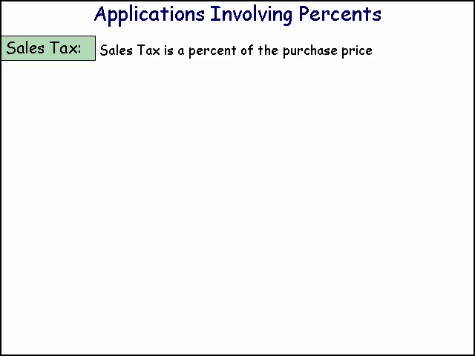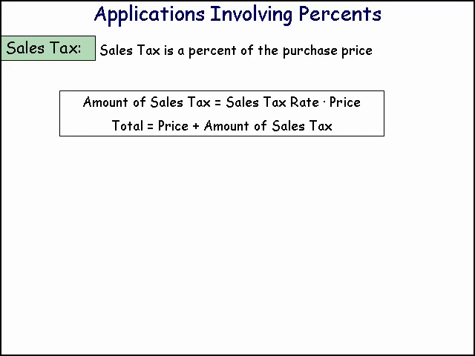Okay, first off, let's talk about sales tax. Sales tax is a percent of the purchase price. So here's our equation: amount of sales tax is equal to sales tax rate. So let's say, if we live in Riverside County, we pay 7.75%. And we're going to multiply that by the price.